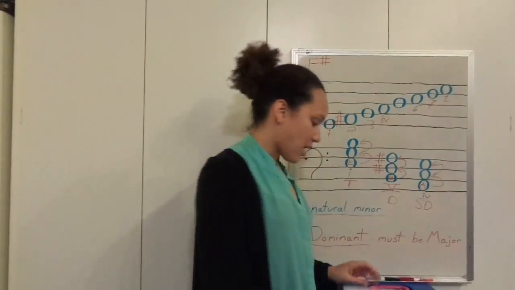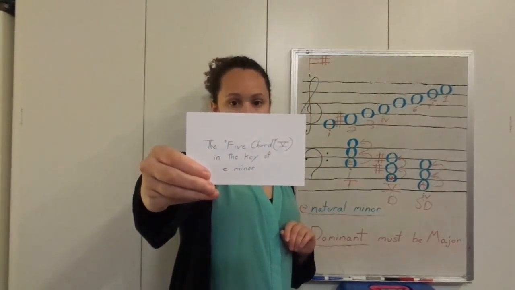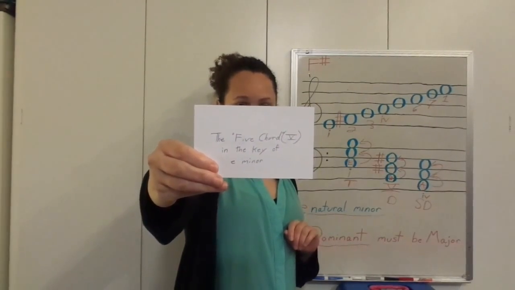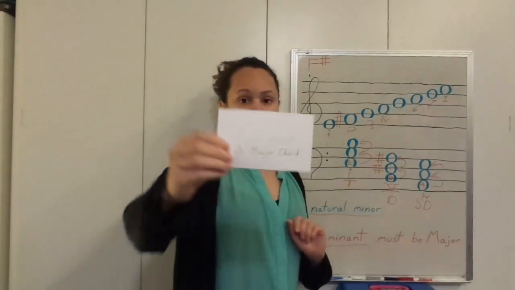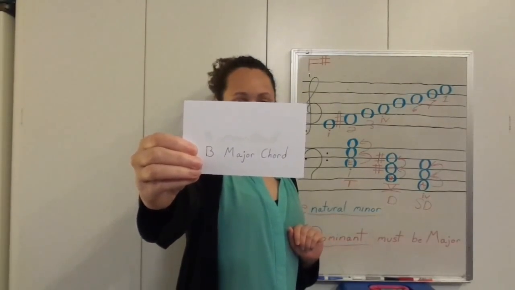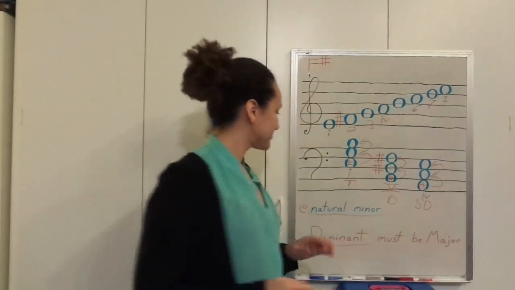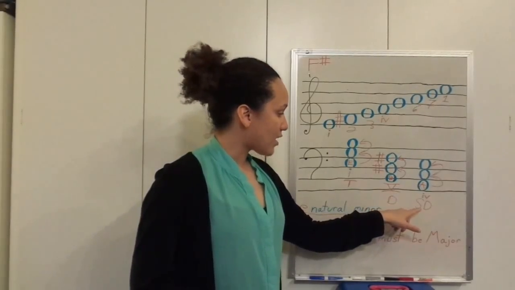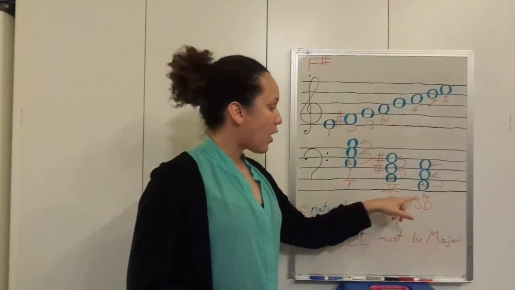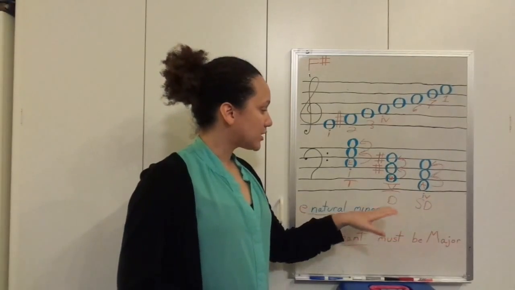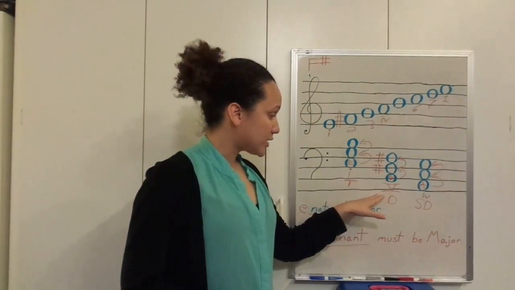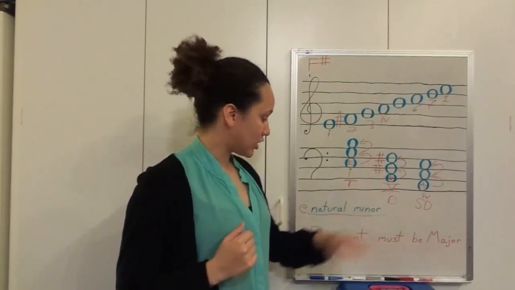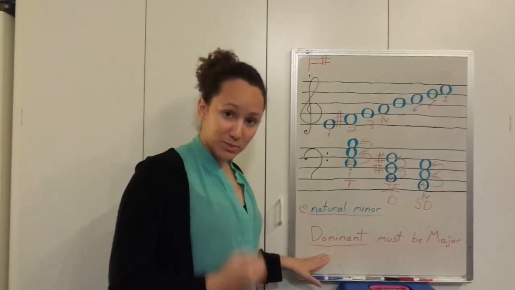And then finally our 5 chord, capital for major. 5 chord in the key of or scale of E minor. And this one is major, and it's the B major chord. So those are our 3. Our tonic or 1 chord, our dominant or 5 chord, and our subdominant, sub meaning below, or 4 chord. And then in minor, the 5 chord or dominant chord is originally minor, but it has to be changed to be major because the dominant chord must always be major.